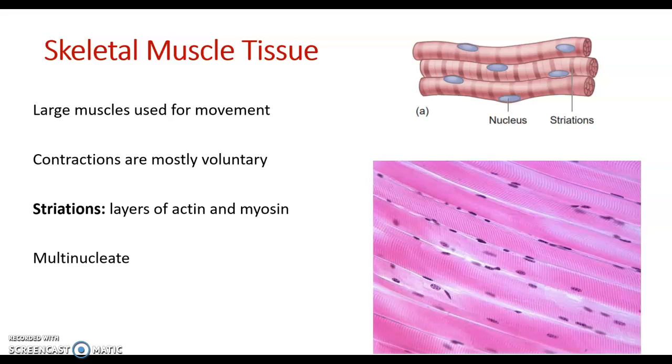The cells are long and cylindrical, and each cell might have multiple nuclei. So we call this multinucleate. The striations, or layers, that you see in the image are the layering of the different proteins, actin and myosin. And it's the interaction between those 2 proteins that causes the muscle to contract.